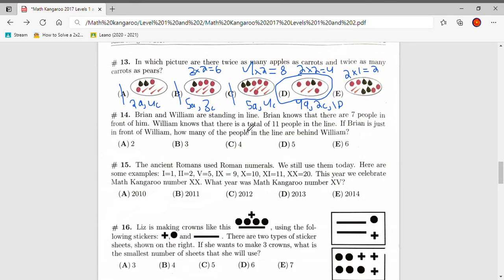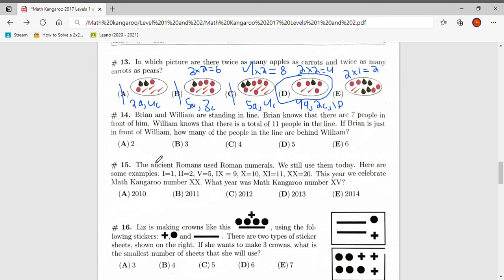Number 14. Brian and William are standing in line. Brian knows there are 7 people in front of him. William knows that there are a total of 11 people in the line. If Brian is just in front of William, how many people in the line are behind William?